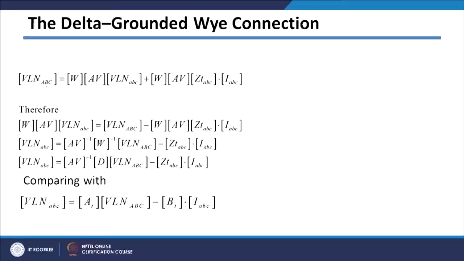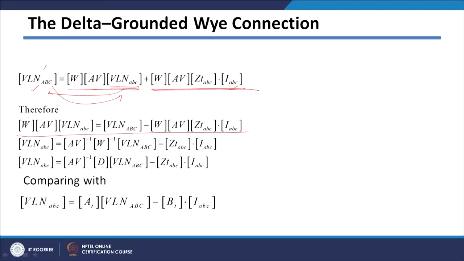Let us see capital A and capital B parameters. We want to write the load side voltages in terms of source side voltages, so we will write it that way by taking this on the left hand side and this on the right hand side. If you do that, I will get this equation here. So, this term will be equal to this term minus this term. After doing that I will get this term here.